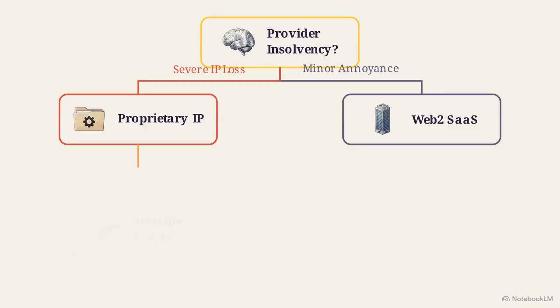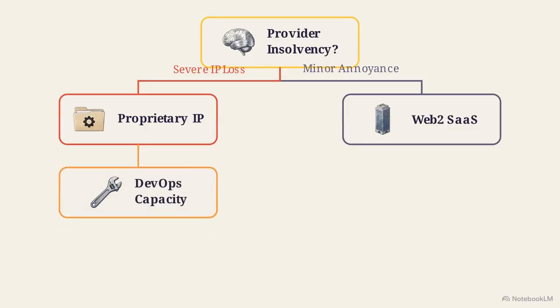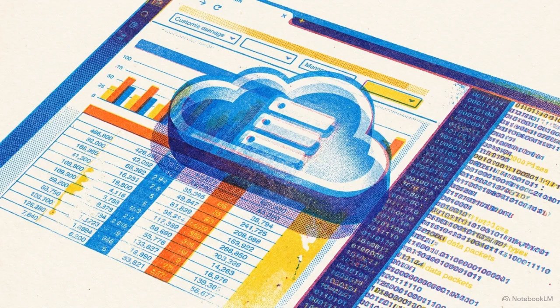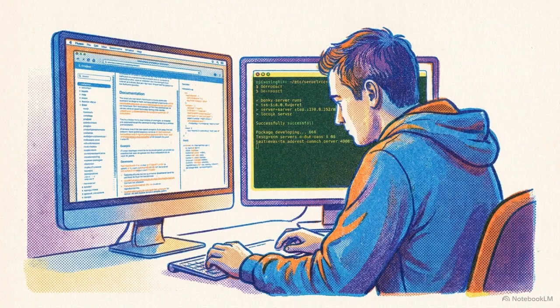To take this secure path, you must meet one technical prerequisite: basic internal DevOps capacity to manage a lightweight server or Docker container. If you have that capacity, your recommendation is clear: deploy a local federated bridge. The Web2 SaaS model rents fast memory infrastructure for the price of your data sovereignty. The local bridge model guarantees permanent IP ownership for the price of a slight DevOps learning curve.